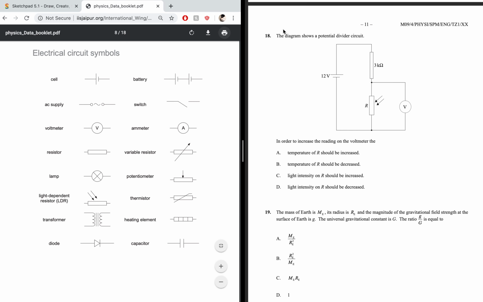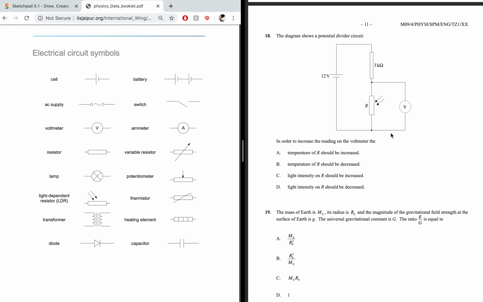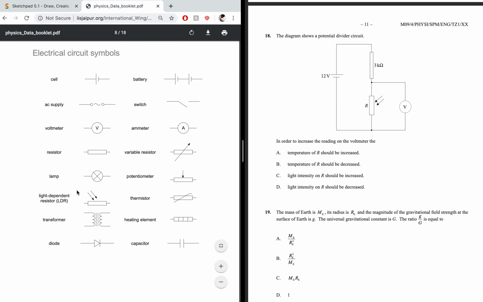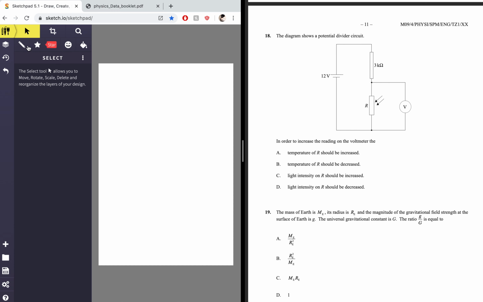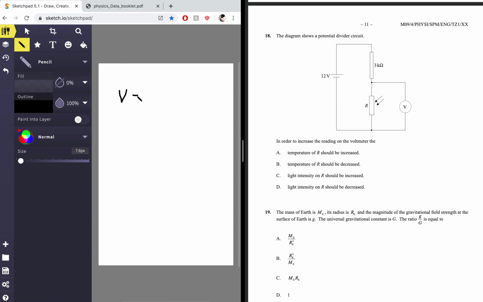Okay, so the diagram shows a potential divider circuit, in order to increase the reading on the voltmeter, V, and then we have 4 conditions. Okay, so we know this is a light-dependent resistor, LDR. So I'm going to write down V equals IR again, and I'm applying this V equals IR for this portion of the circuit. So we're trying to increase V, and all we can do is change R essentially. So we have to also increase R.